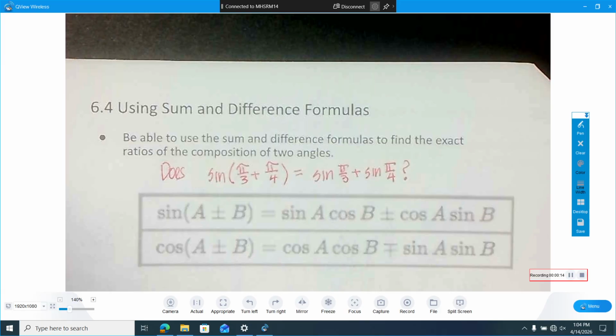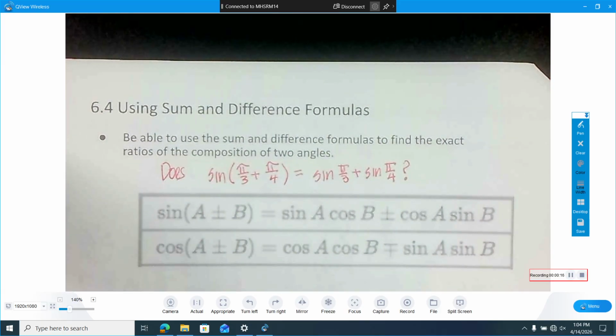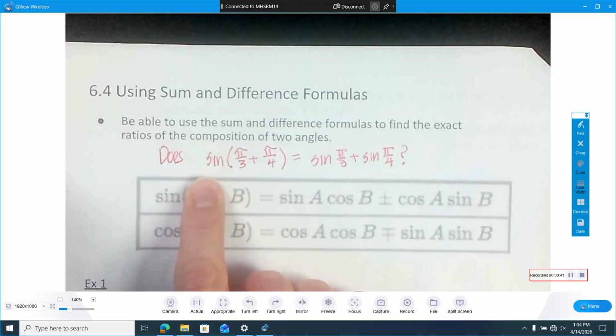All right. So we are learning a few more identities today, or you might call them formulas, if you will. We're talking about the sum and difference formulas today, and I am just handing them to you on a platter. So you need to know how to use them. I have a question here in red. It's an important question.